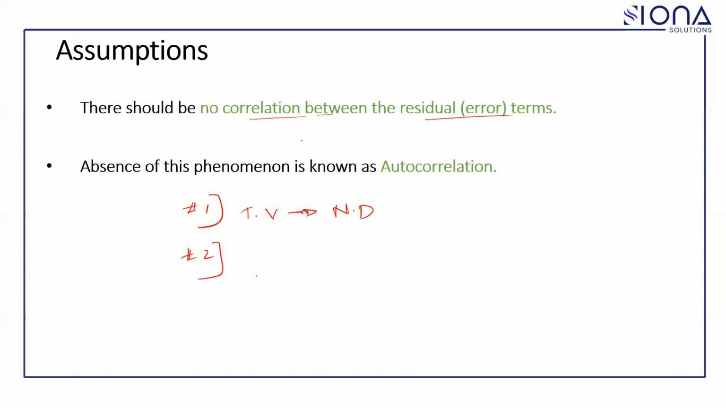What is the second one? There should be a linear relationship between independent and target variable. Correct. What is the third one? Explanatory variables should not be correlated. Correct. That is absence of correlation.